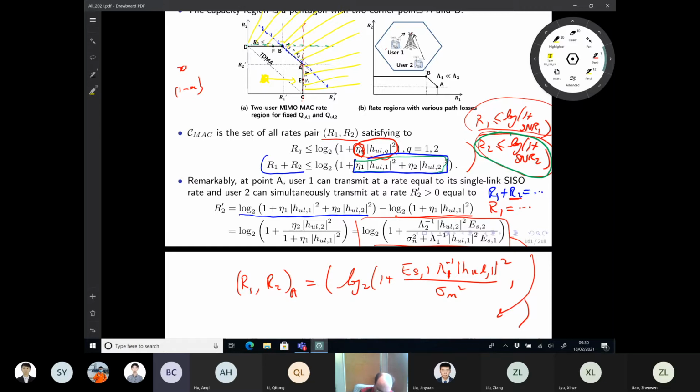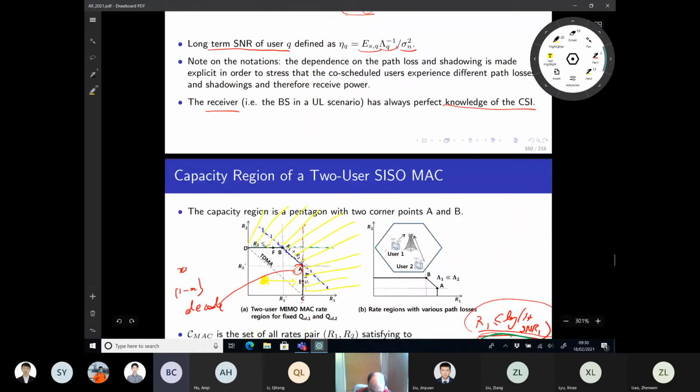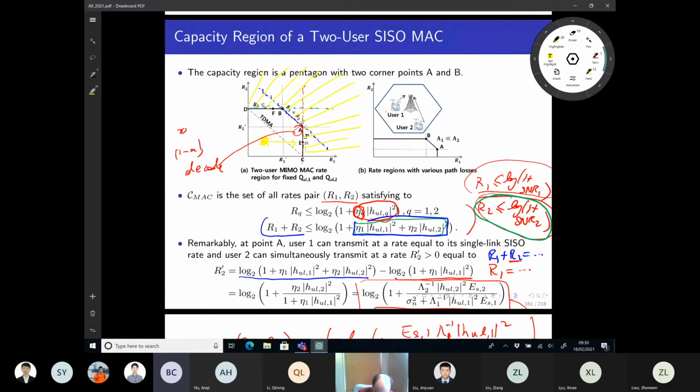So here, at this point, you decode user 2 first. At this point here, you decode user 1 first. So both points are achieved using successive interference cancellation, right?